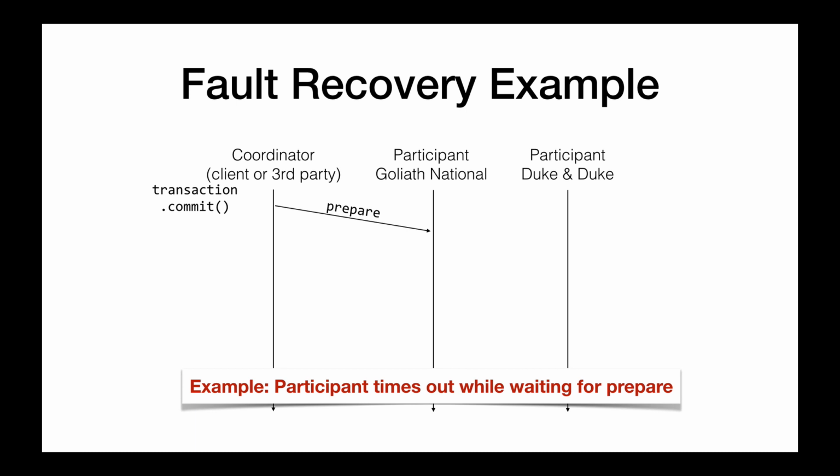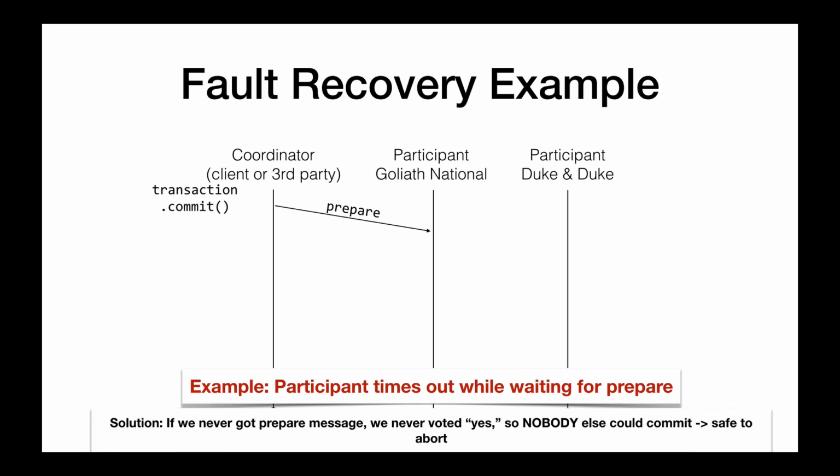Thankfully, this one has a safe answer also for what could happen, because at least as shown so far, none of the participants have voted yes, so it could be safe to abort. This guy can abort because he didn't hear prepare, so he didn't vote yes. Eventually, the coordinator is waiting to hear back, and it never hears back from that participant, and then the coordinator can decide to abort and send that message out.